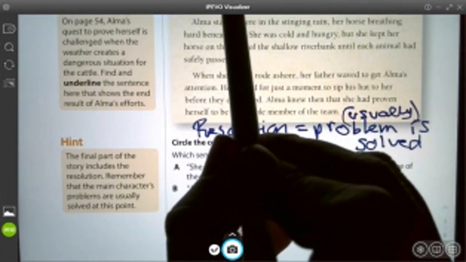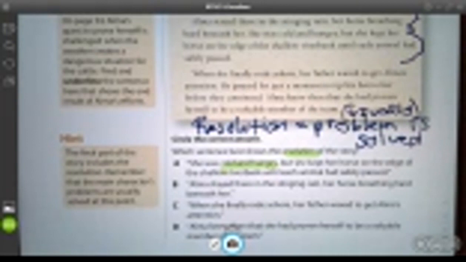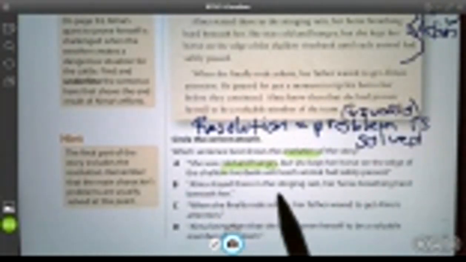So what this kind of reminds me of right here is maybe it's not at the resolution yet, but before the resolution, there are some events that happen that lead to the resolution, and we call those falling action. So this part right here is our falling action. Let's look at B. Alma stayed there in the stinging rain, her horse breathing hard beneath her. Again, her problem is not yet solved, and she's still in falling action there.